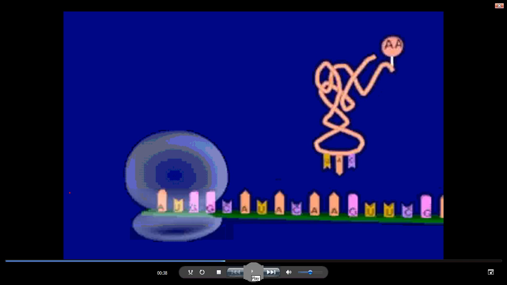All right, so what's that first one called again? No, the very first one right here. Start codon. So if AUG is here, what's the anticodon? UAC. Good. And this is the big tRNA that's carrying the amino acid with it. What's this blue bubble thing? Ribosome. Good job.